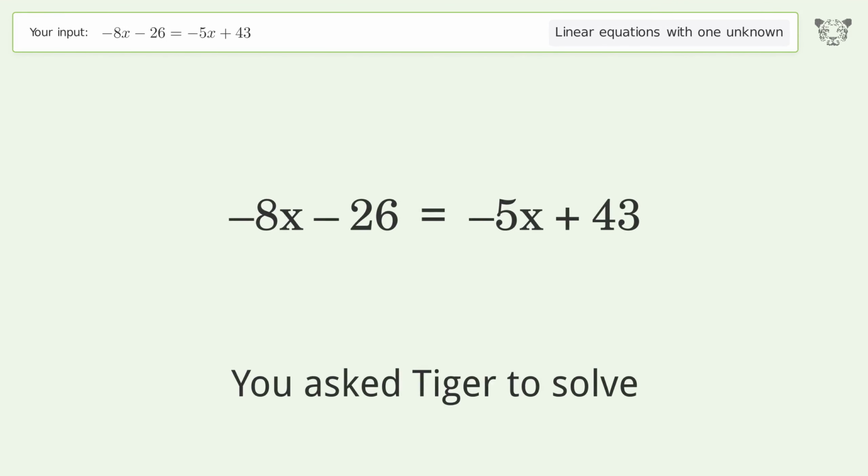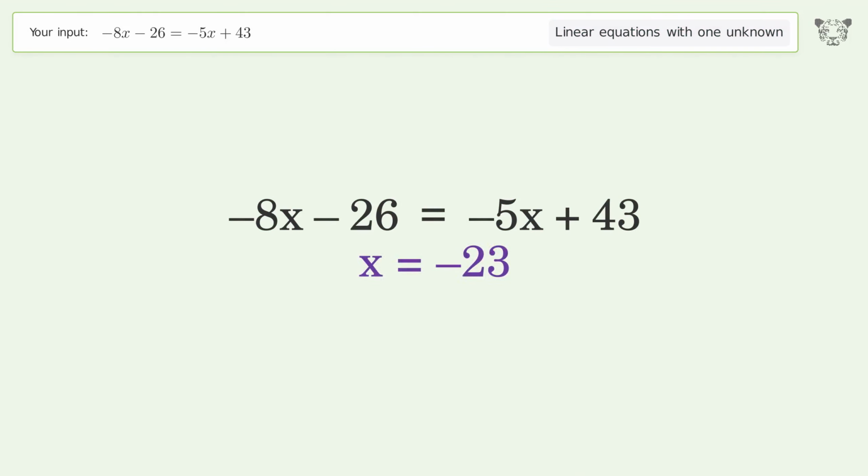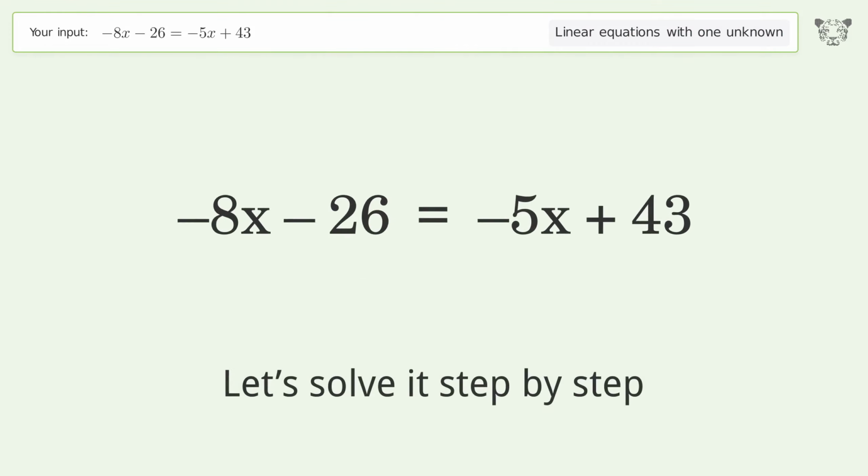You ask Tiger to solve. This deals with linear equations with one unknown. The final result is x equals -23. Let's solve it step by step.